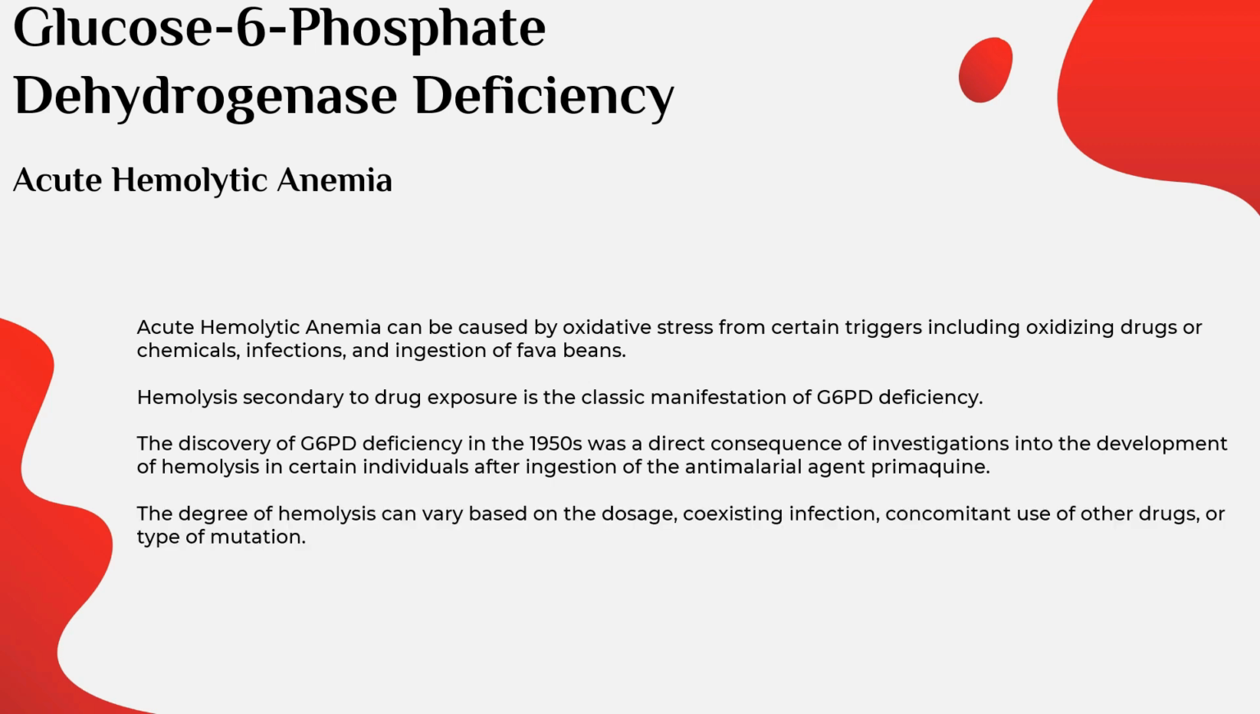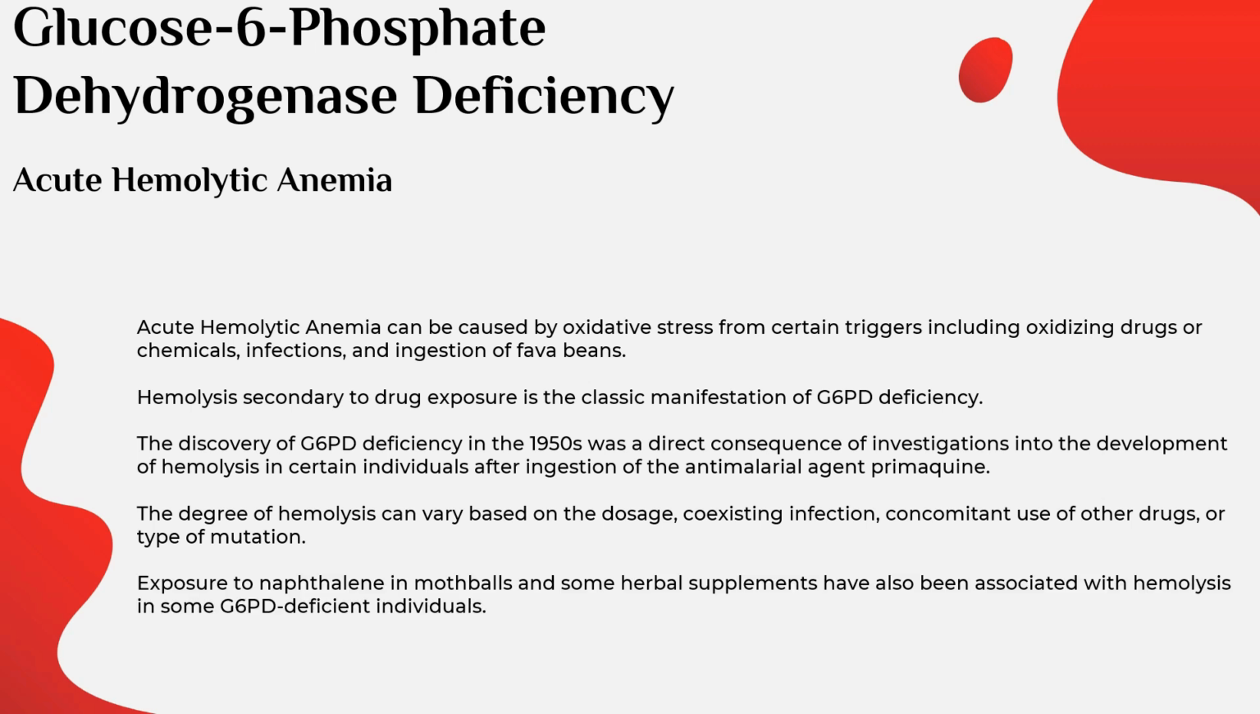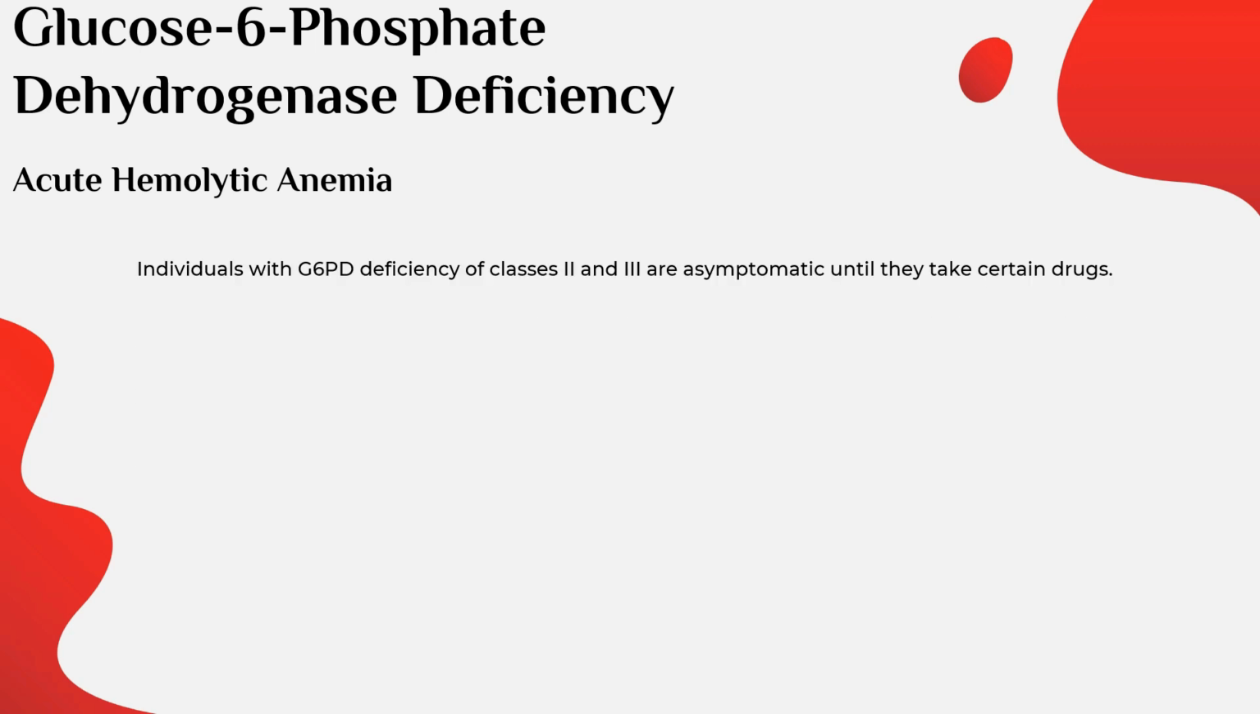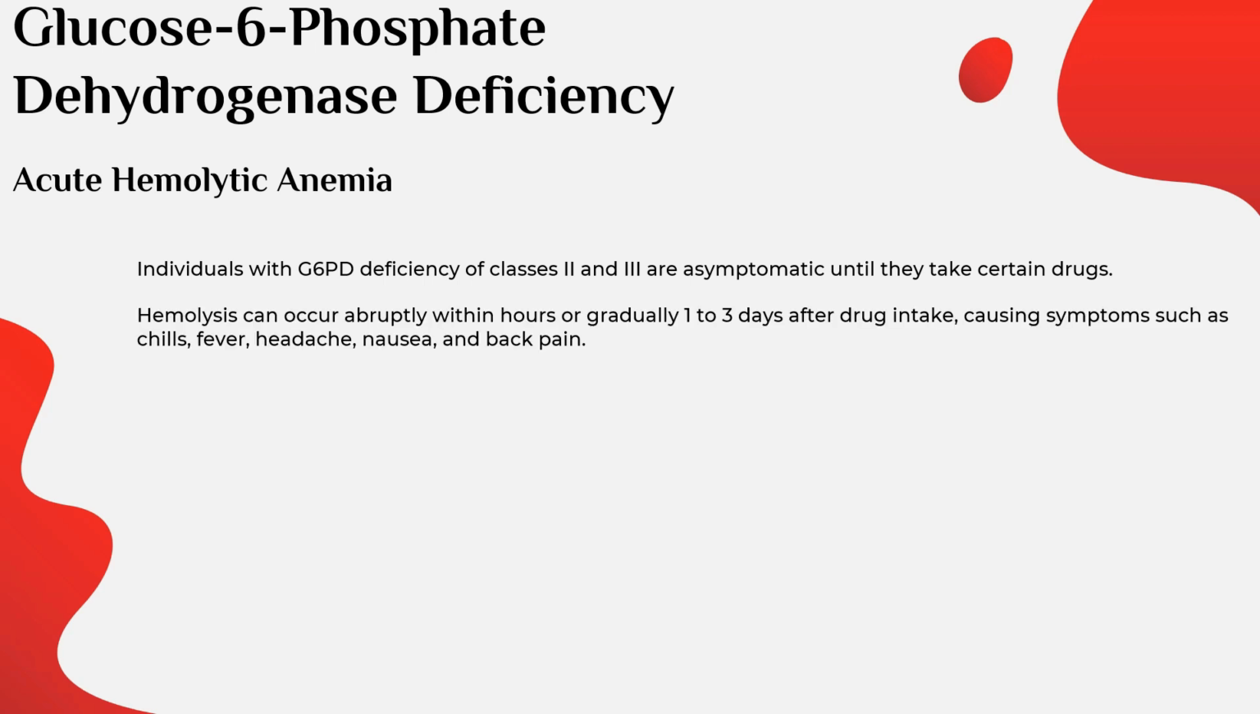The degree of hemolysis can vary based on the dosage, coexisting infection, concomitant use of other drugs, or type of mutation. Exposure to naphthalene in mothballs and some herbal supplements have also been associated with hemolysis in some G6PD deficient individuals. Individuals with G6PD deficiency of classes 2 and 3 are asymptomatic until they take certain drugs. Hemolysis can occur abruptly within hours or gradually 1 to 3 days after drug intake, causing symptoms such as chills, fever, headache, nausea, and back pain.